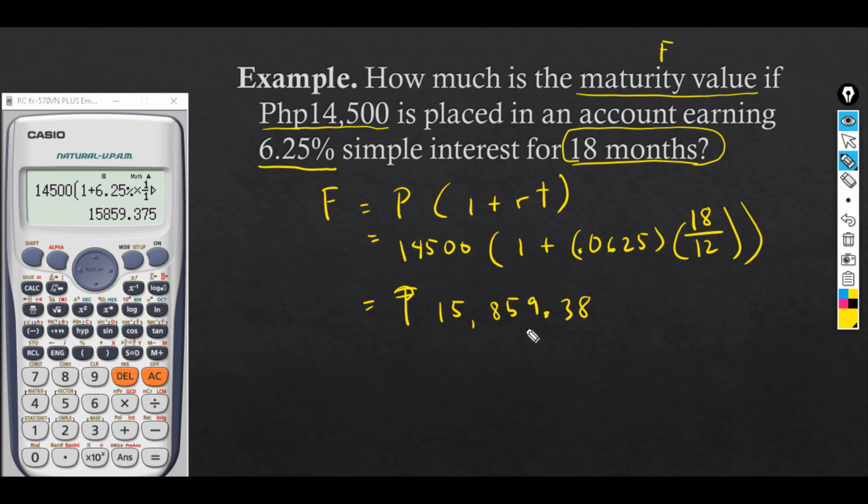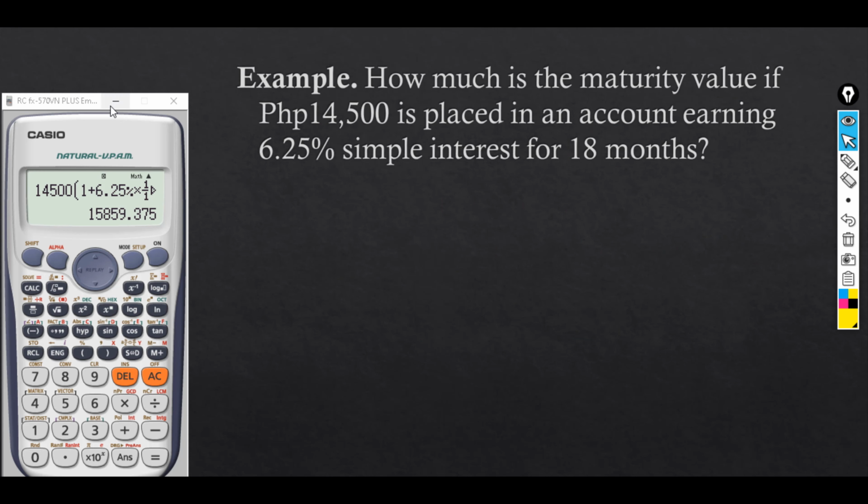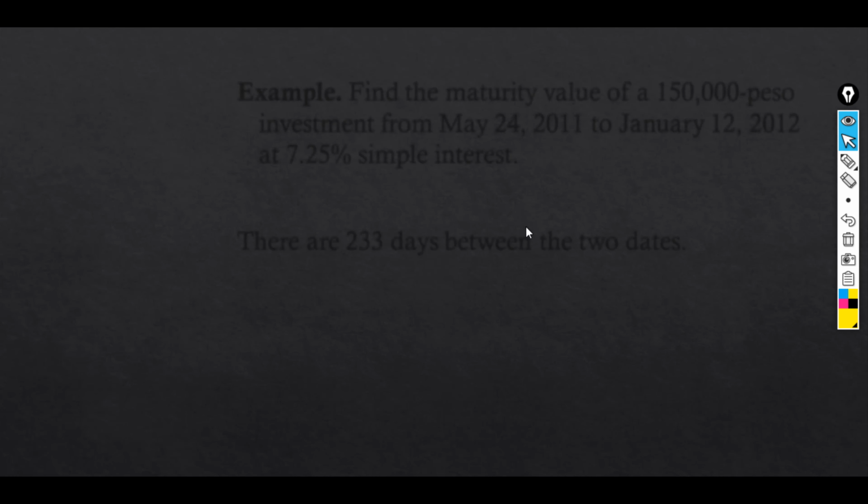15,859.38. So, round up to the nearest centavo, meaning two decimal places. That is the final amount, or the maturity value. Okay, next slide.